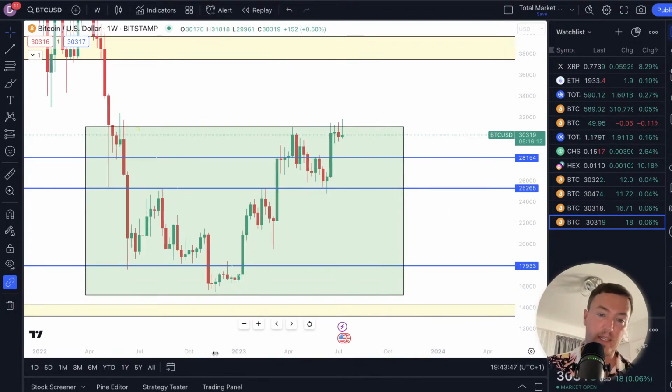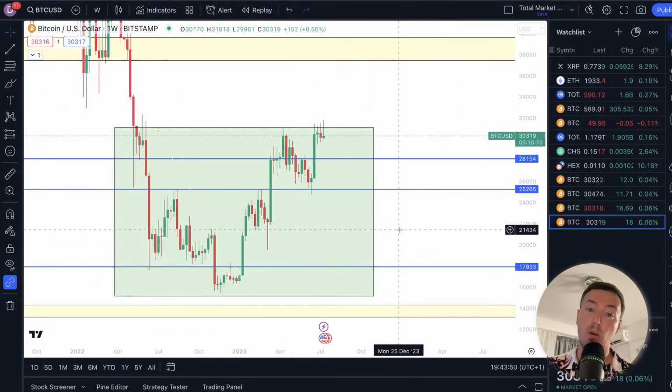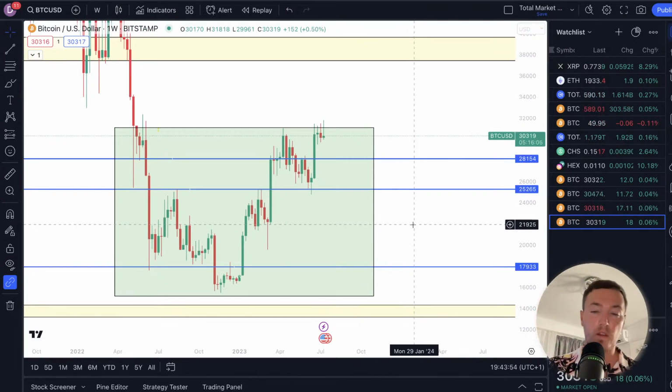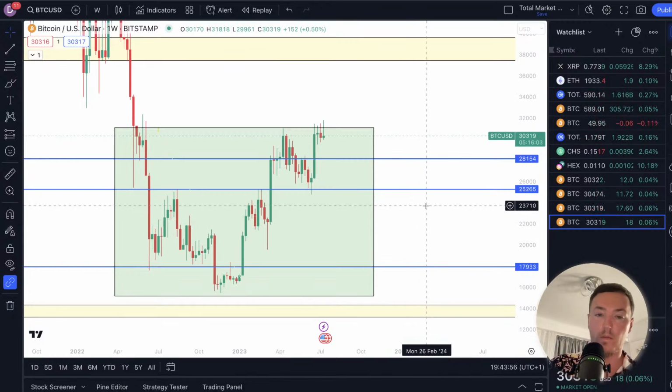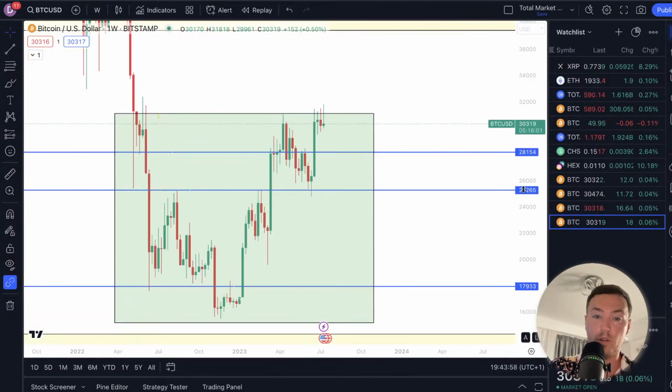So although it's exciting times, XRP is breaking out. XRP could go on its own bull run, but for Bitcoin and the rest of the crypto market, we need to break out of this range. And I get a bit like a broken record, but it's factual information. We can't sugarcoat it.